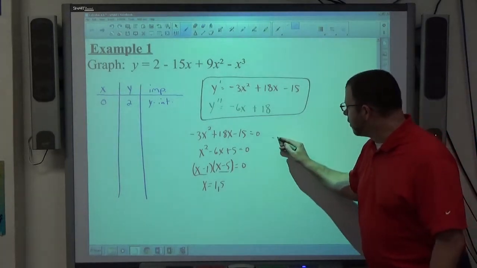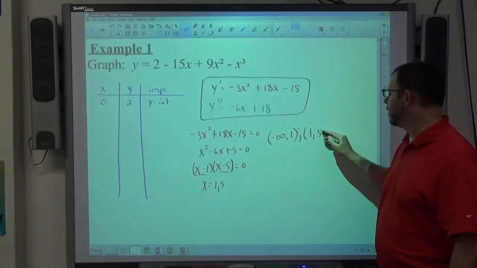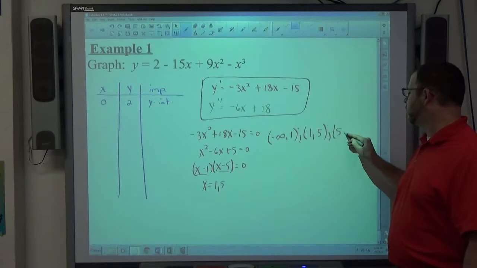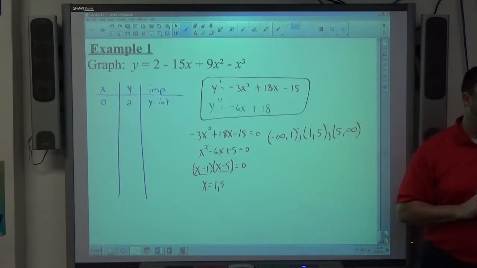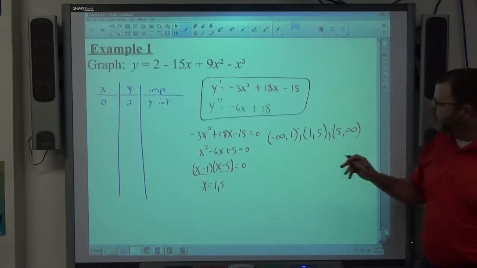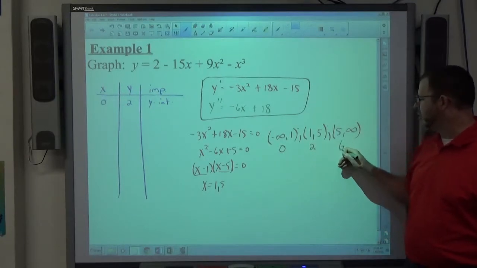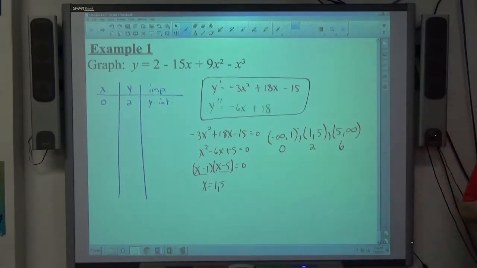So I'm going to set up intervals from negative infinity to the smallest number, from the smallest number to the next biggest number, and that's the biggest number, so we then go to infinity. Those intervals will establish intervals of increase and decrease. Again, it tells me whether the graph is increasing going up or decreasing going down as we move from left to right. And what I want to do is pick values within those intervals. 0 is between those, 2 is between those, and 6 is between those. Nothing magical about those numbers, just any number between 1 and 5 will do. I like 2 because it's smaller than 3.